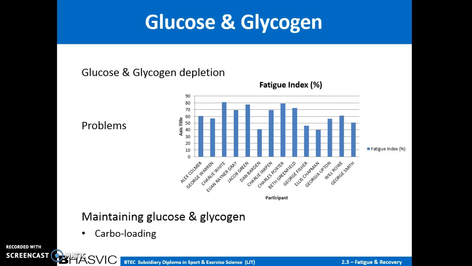And this is what the fatigue index graph on the slide shows, how Charlie White had a fatigue index of 80% whilst Dan had a fatigue index of just over 40%, taking part in the same exercise. And this may suggest that Dan had more glucose that he could break down and help with the production of ATP, whilst Charlie didn't have enough, so he started to fatigue due to how his muscles didn't have any ATP to properly maintain the contractions for a more constant while.